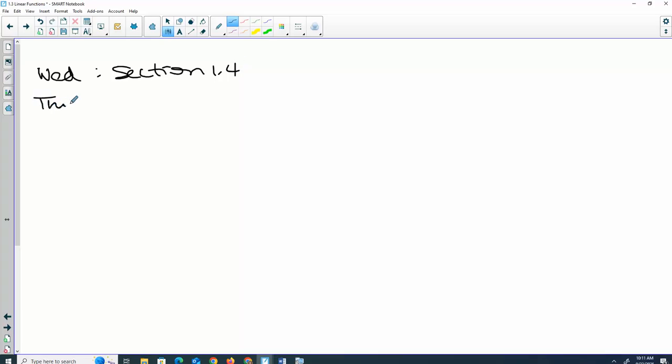Thursday, we will have a quiz over everything that we've covered so far in this chapter. So 1.1 through 1.4. So remember, that was like going back, Pythagorean theorem, distance midpoint formula, talking about relations and functions, domains and ranges, if something's a function or not, and then all the linear stuff that we've been doing, slopes, intercepts, rates of changes.